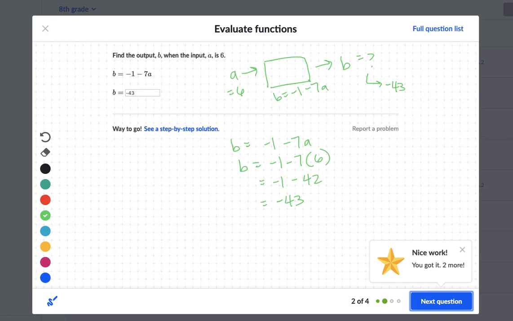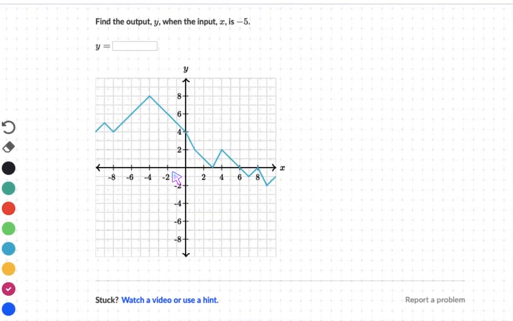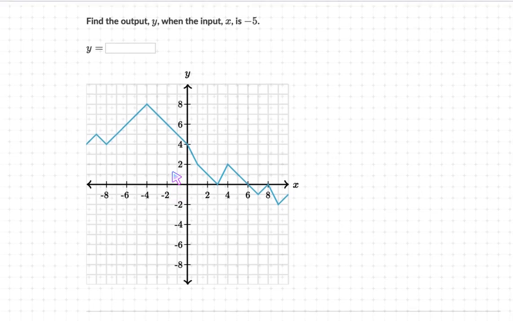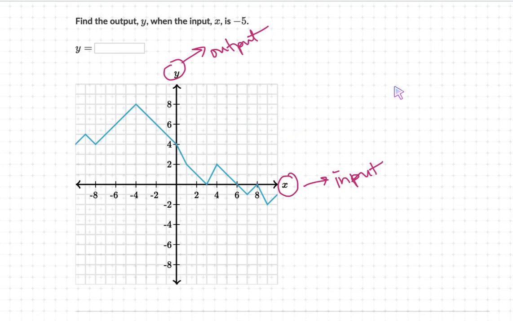Okay, the next type of question that these exercises could ask you is to evaluate a function from its graph. So it may look kind of scary, but just know that input and output are x and y. So the x is the input and the y is the output. Knowing that is very important for this problem. Go ahead and pause the video and try it on your own first.